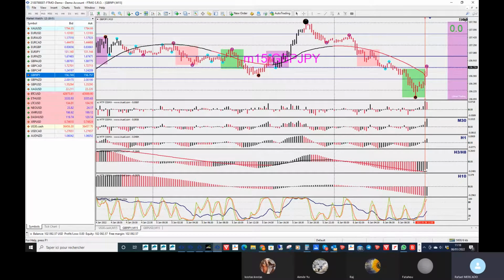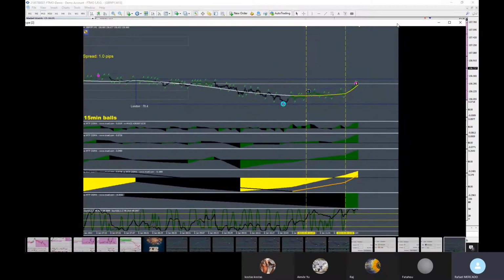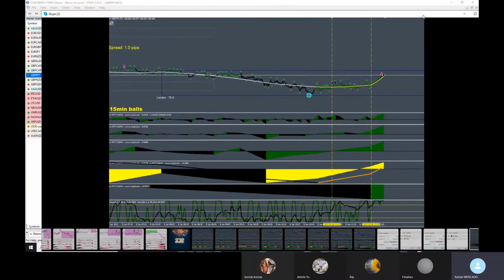Okay, Costa is showing something. Let's show it. Okay, great. Pound yen. He just made a long trade. Yeah, it's a long. So we have the C ball here, or the three ball, and he took it right there. This must be the one. I don't know which time frame. It's 1 minute. Yeah, that's great. Congratulations.